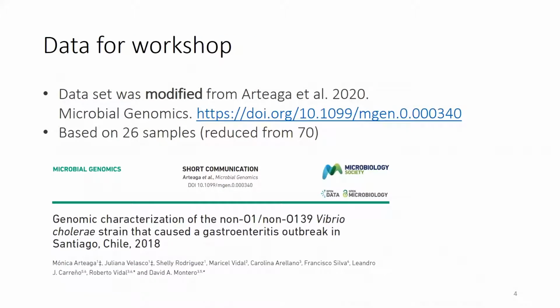The data used in today's workshop was modified from a genomics study about Vibrio cholerae that was published in 2020 by Arteaga. We will only be working with results on a subset of 26 samples, whereas the original paper had 70 samples they were working with.